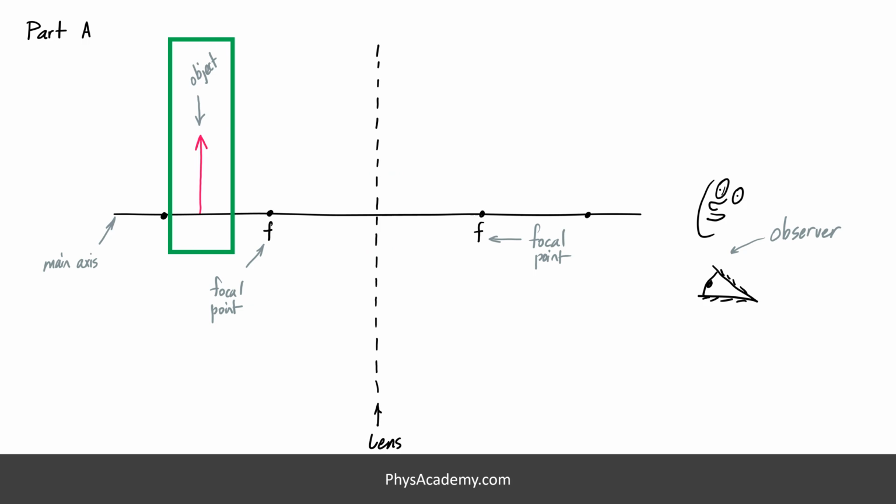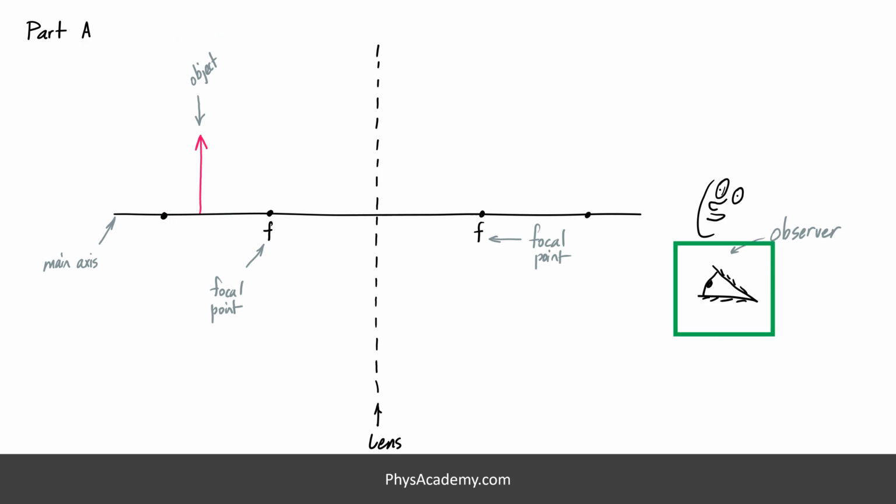Then sketch an arrow pointing up instead of the owl. An arrow is the standard symbol of the object in a ray diagram. Then sketch an eye on the other side. This side view of an eye, which is kind of creepy, is the standard symbol of an observer.